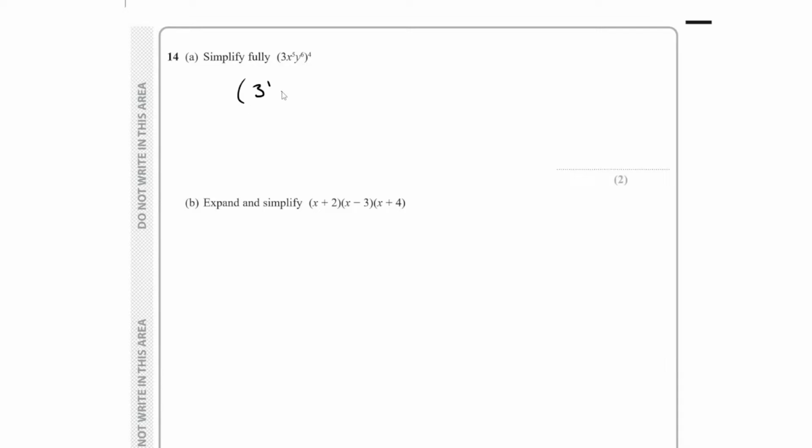So you can imagine it like this if you want. Technically 3 currently is 3 to the power of 1, isn't it? So if I went through and multiplied the powers, do you see how that would give me 3 to the power of 4?